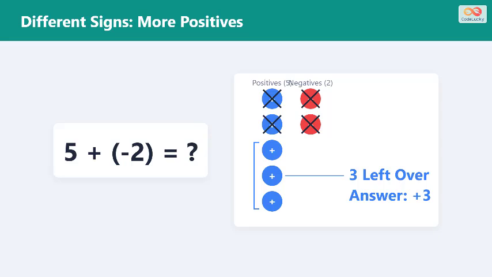Let's apply this to adding different signs. Consider 5 plus negative 2. We have 5 positive counters and 2 negative counters. 2 of the positive counters pair up with the 2 negatives to make 0. We are left with 3 positive counters. So, the answer is 3.